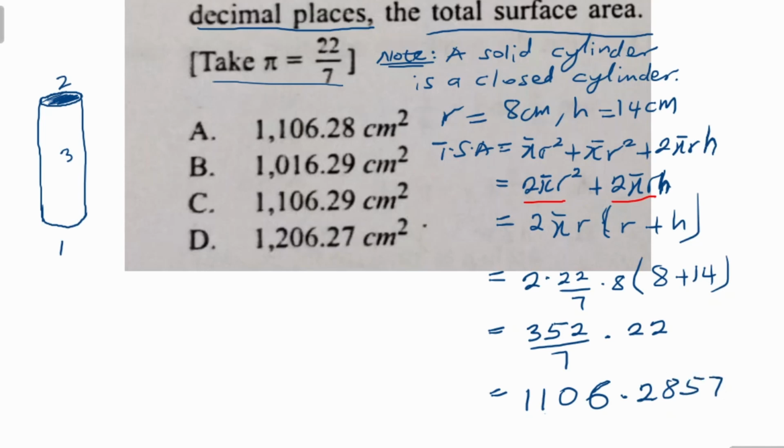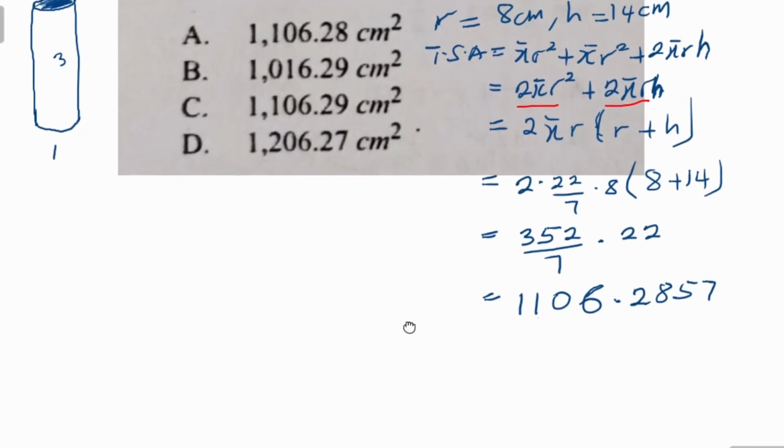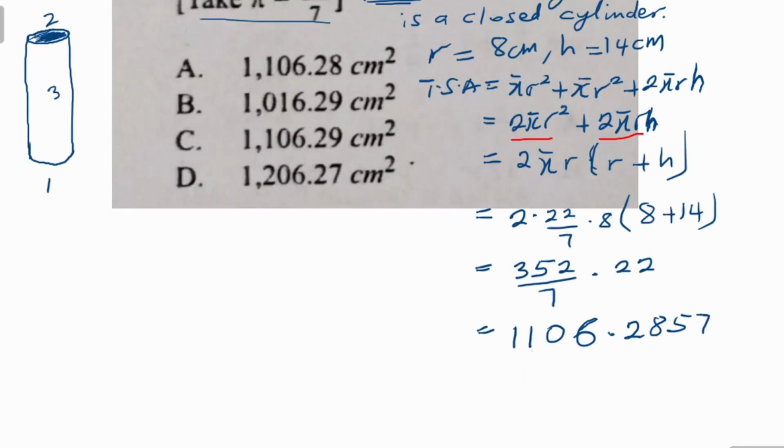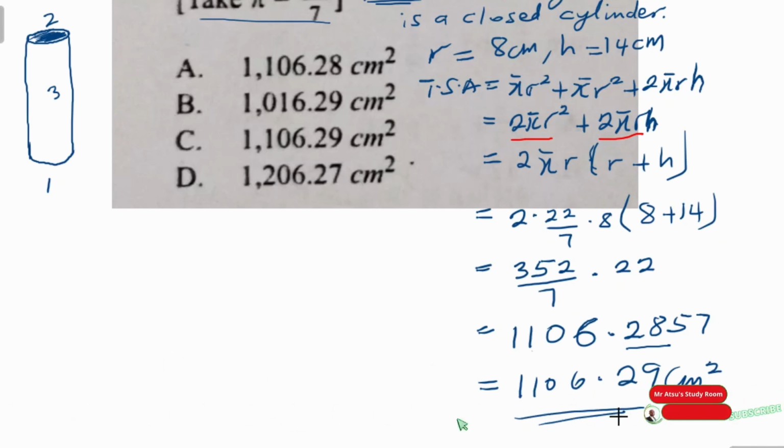1106.2857. And remember, the question asks us to solve this to 2 decimal places, which means we are ending it here on the 8th, and that gives us 1106.29, because this is 5, so we round it up to 29 centimeters squared, or square centimeters, since this is area. And looking through the options, the answer is option C.